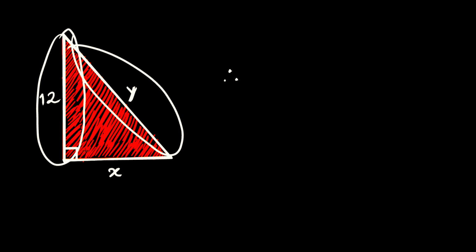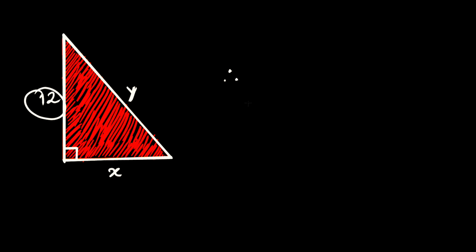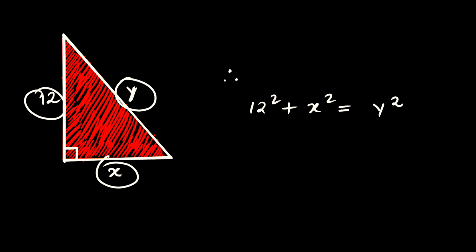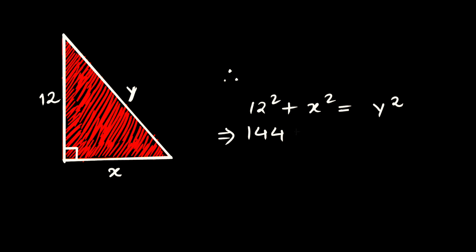Now, let's assign some variables. We'll let one leg be 12. We'll call the other leg x, and we'll call the hypotenuse y. Since this is a right triangle, we can use the Pythagorean Theorem, which tells us that the square of the hypotenuse equals the sum of the squares of the two legs. So we can write 12 squared plus x squared equals y squared. 12 squared is 144, so the equation becomes 144 plus x squared equals y squared.